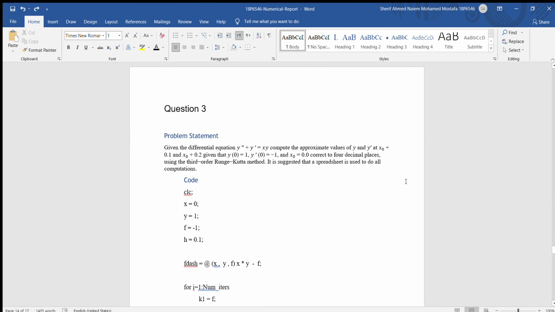As the order of Runge-Kutta increases, the accuracy of the estimate increases. Also, as the step size increases, the accuracy increases.